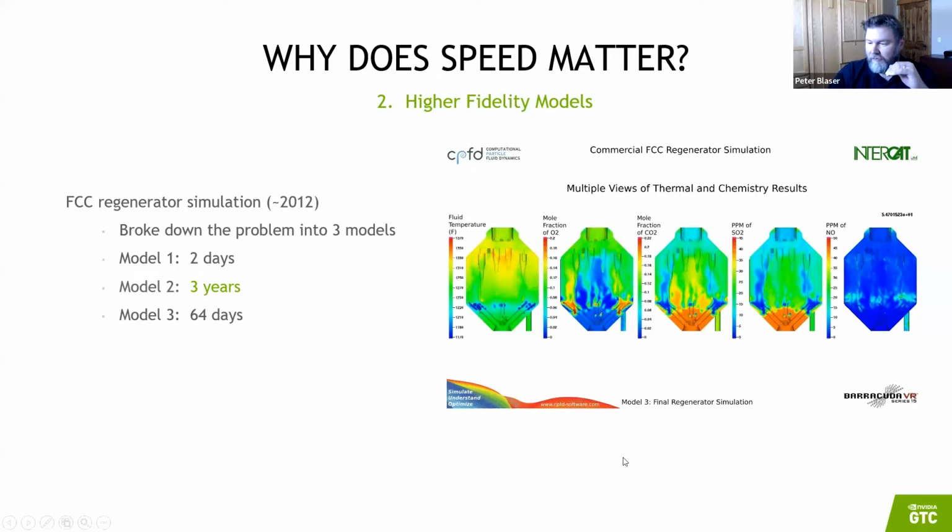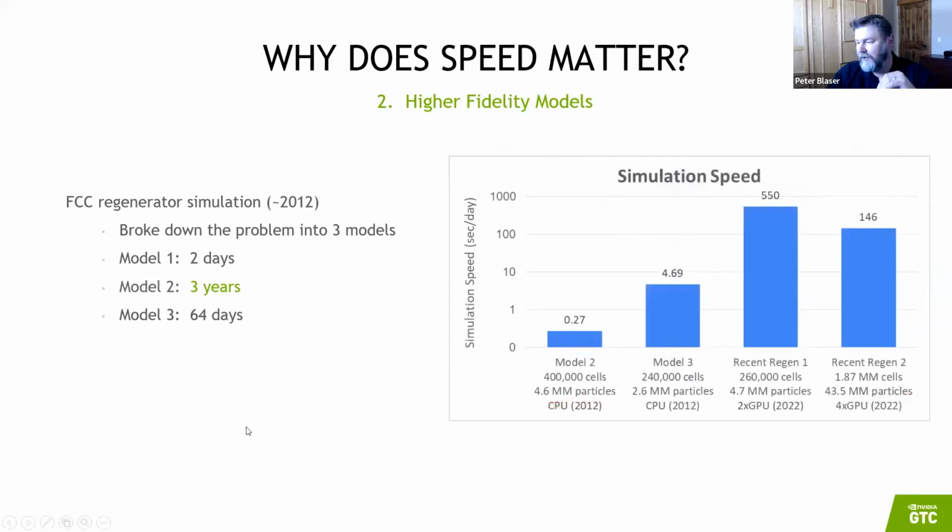So we ended up doing a benchmark now. We didn't have the original model anymore, but what we found is, okay, this is a plot, and it's a log plot. So look at that right away. Model 2 would have taken about 3 years to complete. It was getting about 0.27 seconds per day. Model 3, smaller, with fewer cells and fewer particles, was getting just under 5 seconds a day and ran about 2 months.